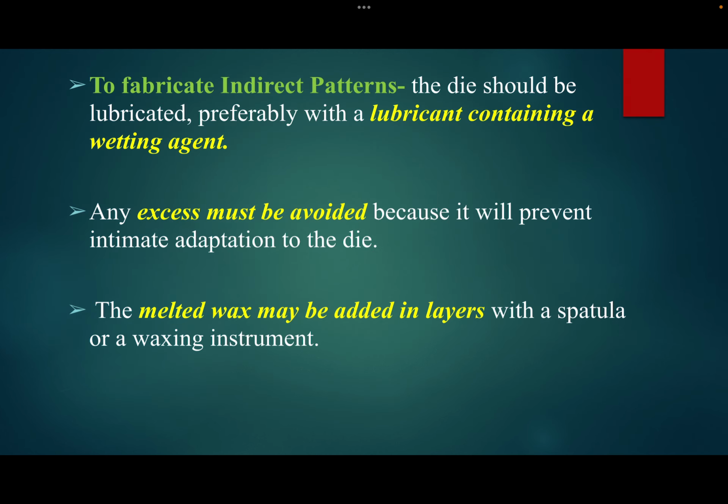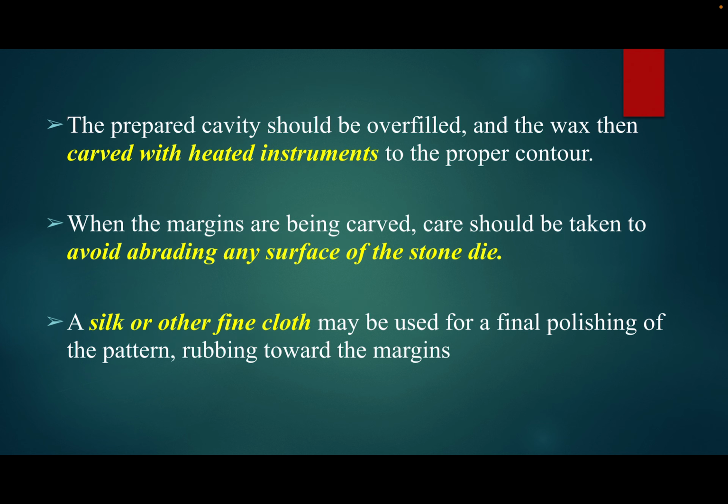To fabricate the indirect patterns, the die should be lubricated, usually with a lubricant containing a wetting agent. Any excess must be avoided because it will prevent intimate adaptation to the die. The melted wax may be added in layers with a spatula or a waxing instrument. The prepared cavity is usually overfilled and then the wax is carved with a heated instrument. When the margins are being carved, care should be taken to avoid abrading any surface of the stone die. A silk or other fine cloth may be used for final polishing.